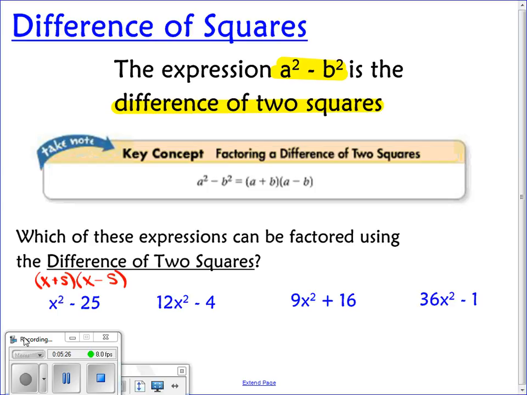Can I factor this one? Why not? Good. 12's not a perfect square. Can't factor that one. Nothing I can do with it. This one? It has to be a minus sign, so I can't do this one. This one? How would this one factor?